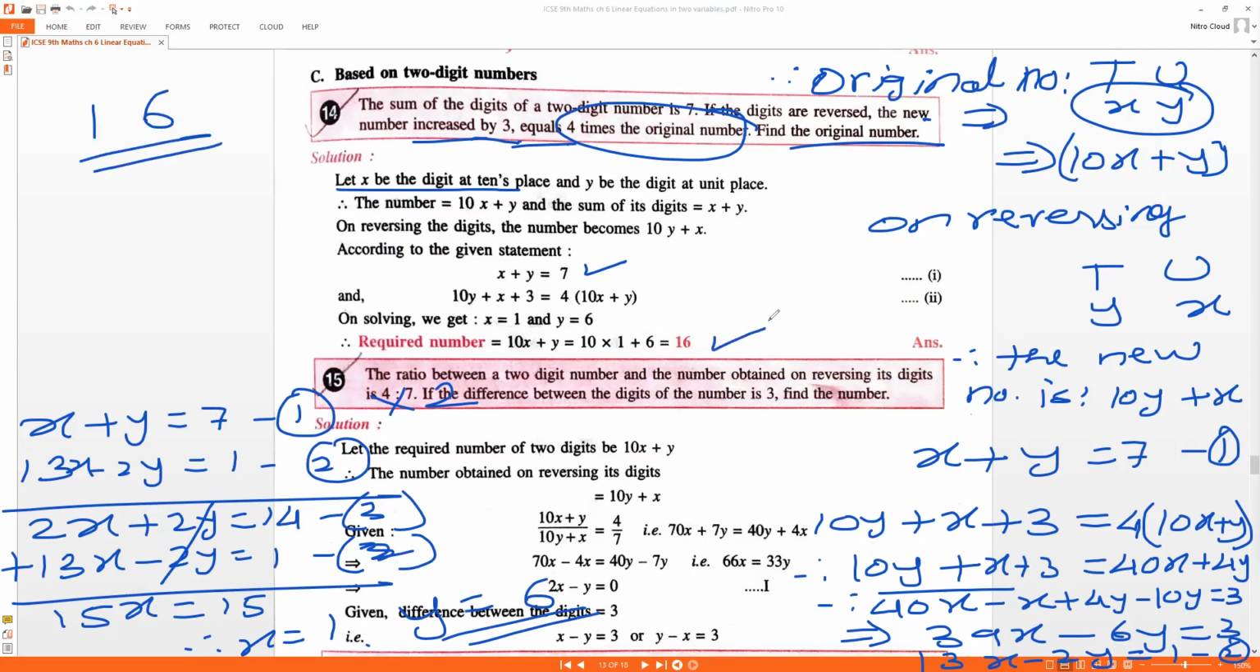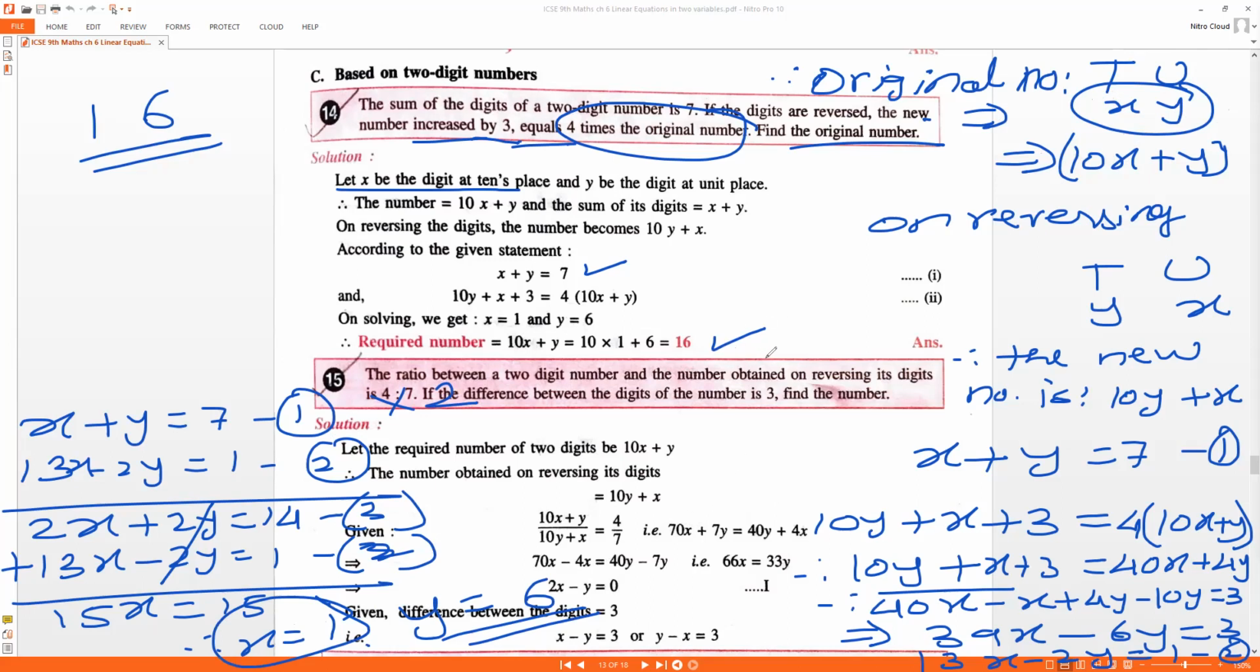You should not get 61 as the number. Okay, you can argue, sir, I have assumed units place as x and tens place as y. Still you will get this as reverse. Those who have assumed x in the units place will get x is equal to 6, and those who have assumed y in the tens place will get y is equal to 1. Are you getting my point? So in that case also you will get the same number.